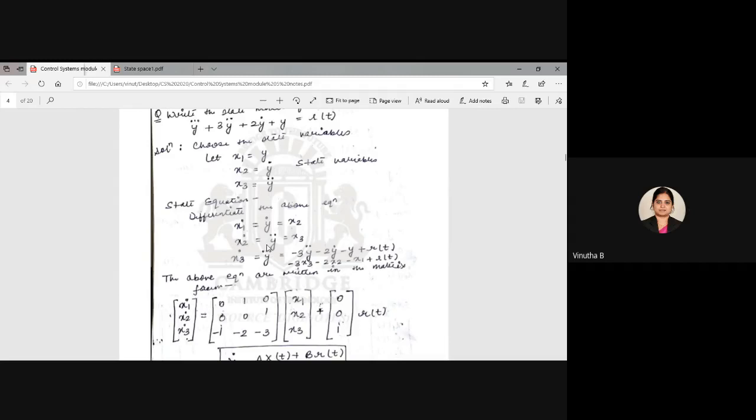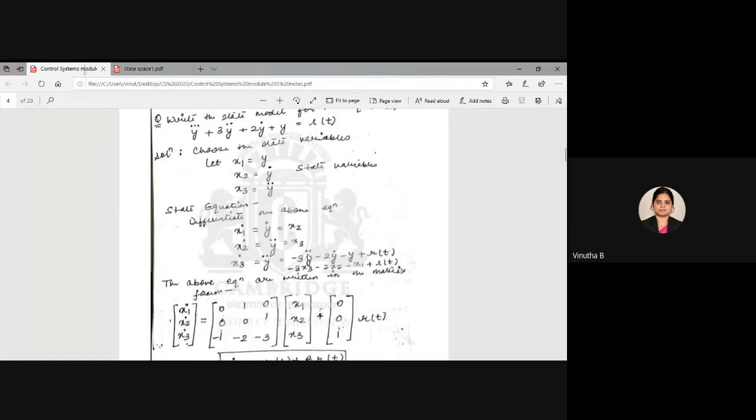And what is it that you have to do now? You want this y triple bar. We are not differentiating. So y triple bar is equal to r of t, and you move these variables to the other side. So it becomes minus 3y double bar minus 2y bar minus y plus r of t. Now replace these terms with the variables which we have assigned. So it will be minus 3 x3, minus 2 x2, because y double bar is x3, y bar is x2, and y is x1, plus r of t. So retain it as it is.